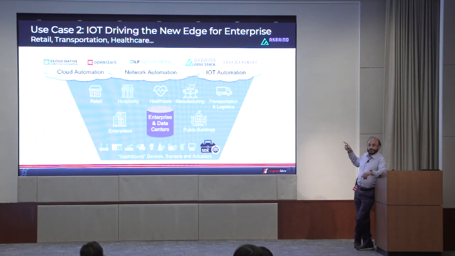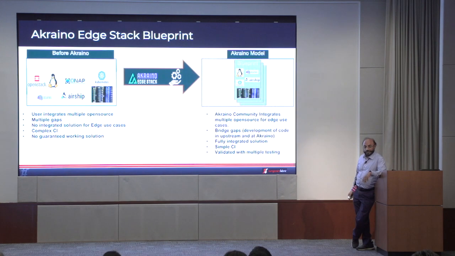This is the second use case, which is for IoT, enterprise IoT. So in here, at the top, you have different cloud automation, network automation, and IoT automation at a higher level. Underneath, you have different use cases, and at the bottom, you have devices, right? So you're orchestrating from the top. You have central enterprise data centers, and then you have southbound devices, IoT devices, sensors or whatnot, and you're managing them. So that's the second use case which Akraino is addressing.